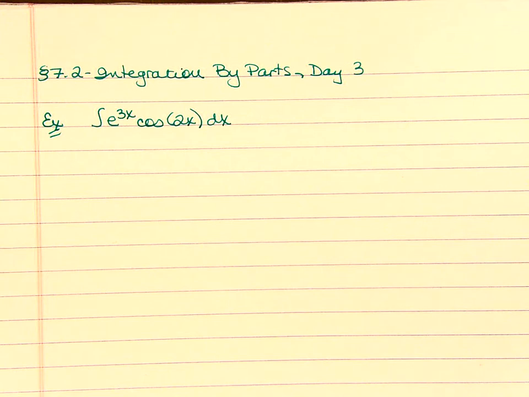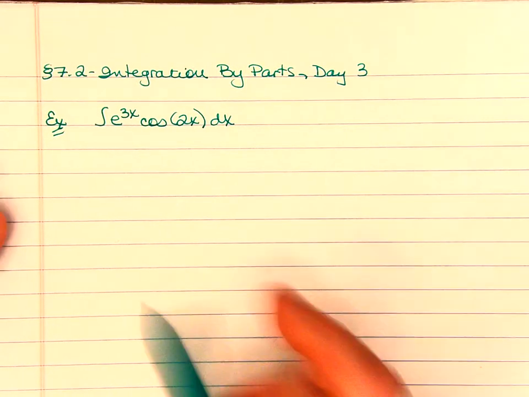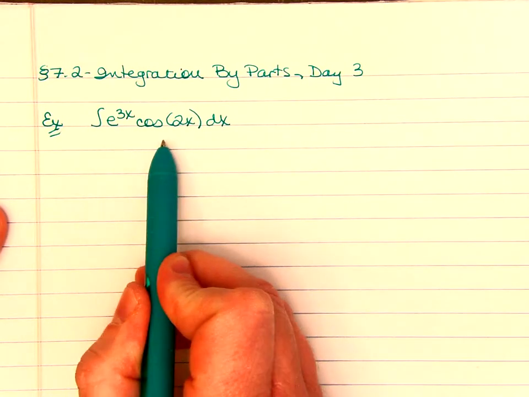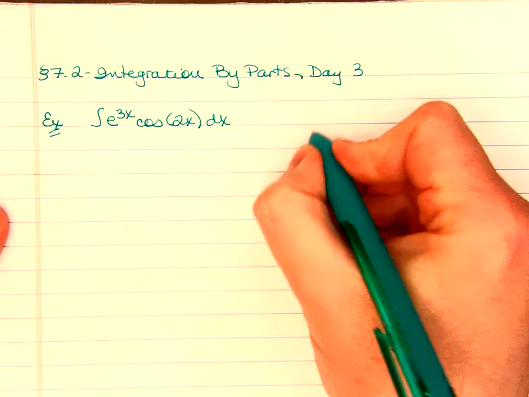So this is day 3 of integration by parts. I want to show you one more cyclical integral, and then there's one final variation that I need to show you, and we'll be all set. So I'd like to take a look at the integral of e to the 3x cosine 2x dx.